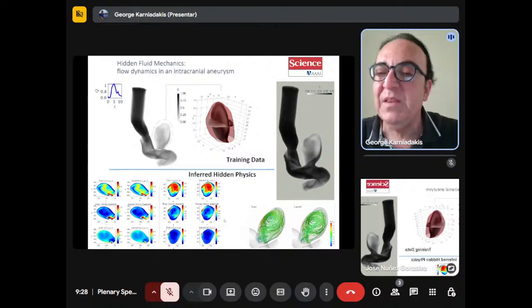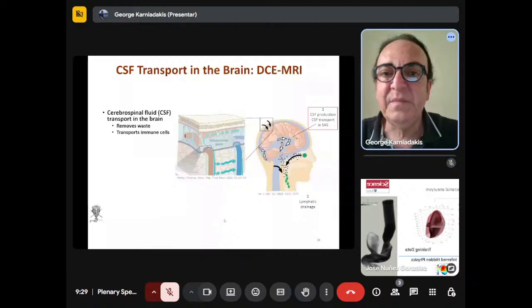If we have the velocity, we take the derivatives, we get the wall shear stress, and from there we can actually obtain the yield stress, and then we know precisely when this aneurysm will rupture. So we pass that information to the clinicians.